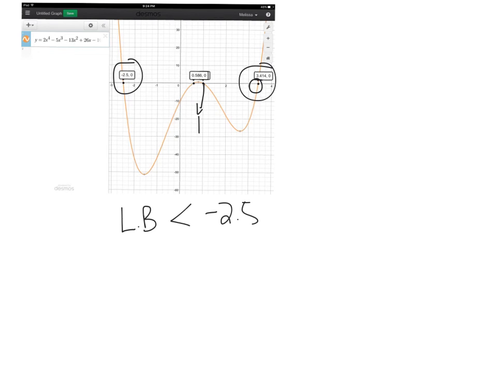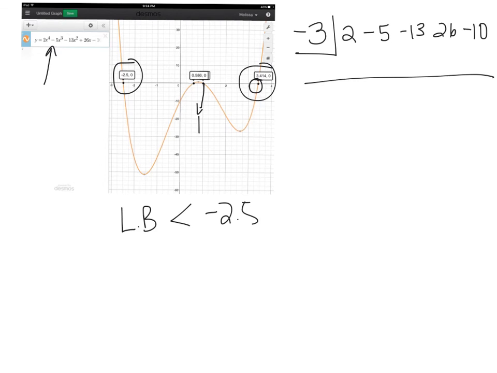So the first number that I'm going to test using synthetic division is negative 3, because that's the first integer less than negative 2.5. And if I write out my coefficients of this quartic equation, it's quartic because it's a degree 4 polynomial, I have 2, negative 5, negative 13, 26, and negative 10. And if I carry out synthetic division, what I want to happen is I want alternating non-negative and non-positive numbers.